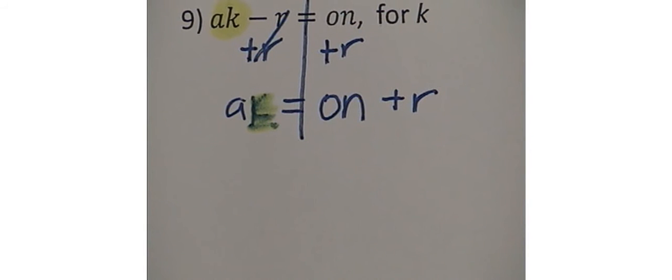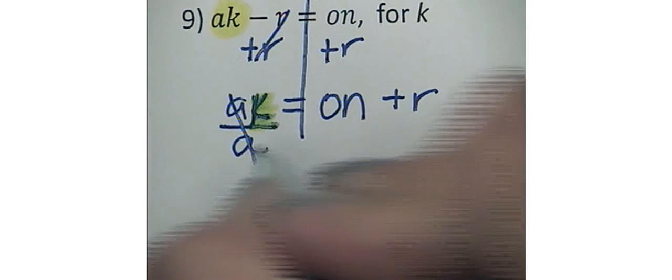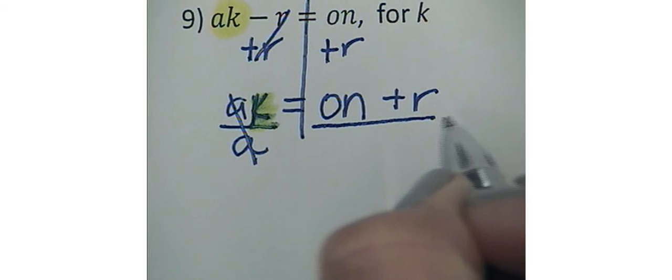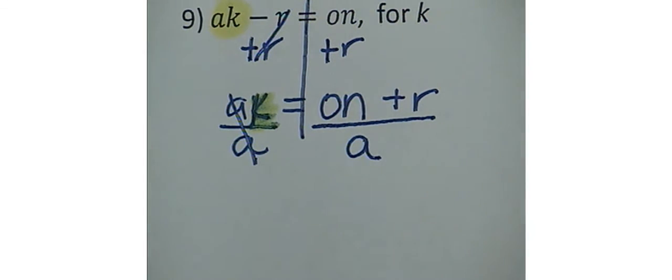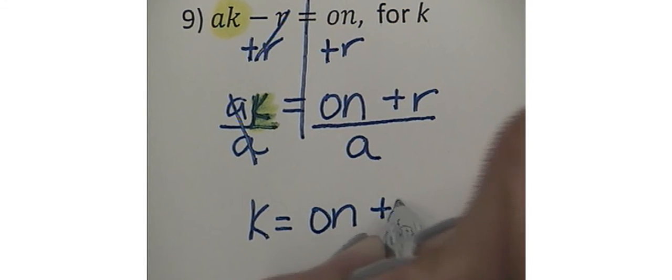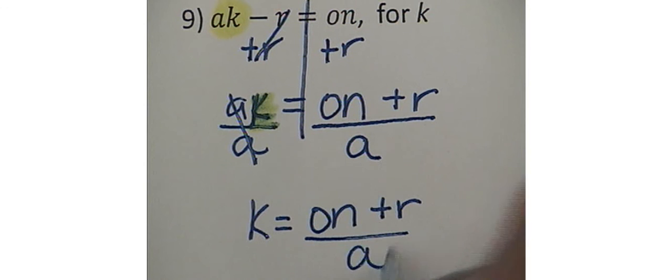Now, my next step is to get K all by itself. There's an A in front of it. A and K are being multiplied. The opposite of multiply is to divide. So I'm going to divide by A, those cancel. Over here, make one big fraction bar, and again, we're dividing by a. And that's my final answer. K equals ON plus R, all divided by a.